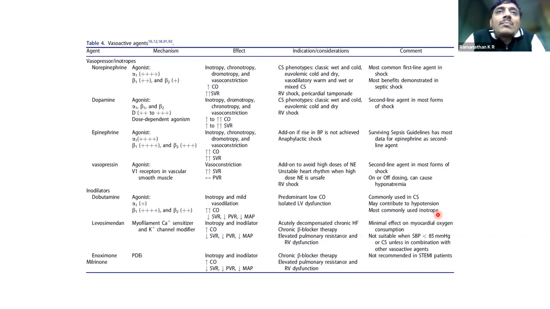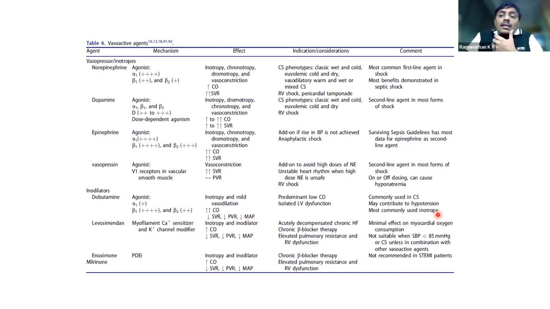And essentially, sometimes you may not just use one agent, you might have to use a combination of agents as well. So sometimes dobutamine and noradrenaline might need to be added or might need to be run simultaneously so that the vasodilatory action of dobutamine is equally balanced by the norepinephrine.